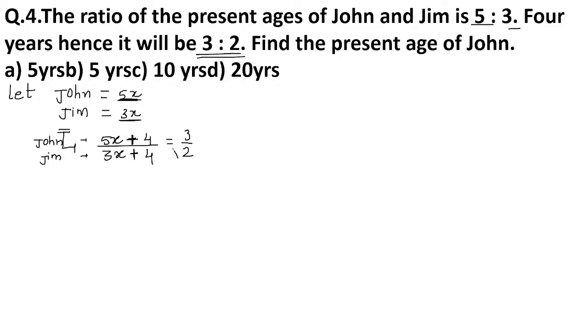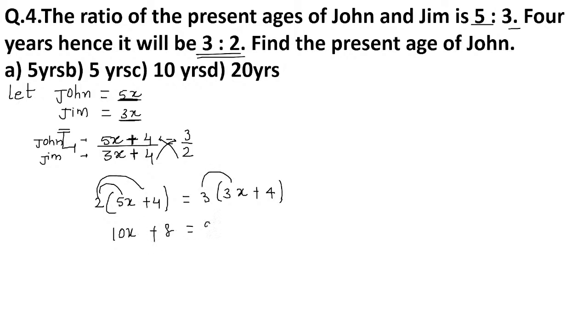Now look here. Do the cross multiplication, that is 2 into (5x plus 4) is equal to 3 into (3x plus 4). You can just solve it. 5 2s are 10x plus 4 2s are 8 is equal to 3 3s are 9x plus 3 4s are 12. Okay, so this will give me 10x minus 9x.